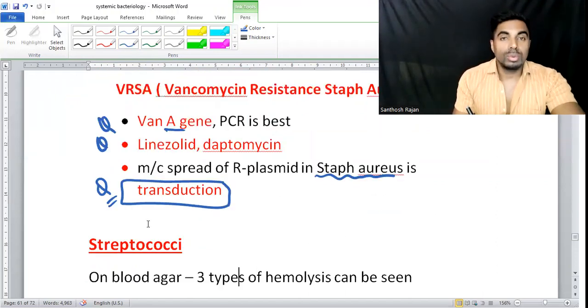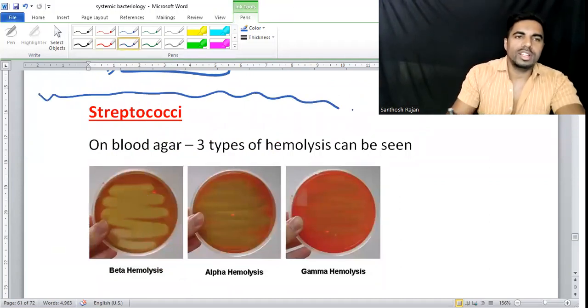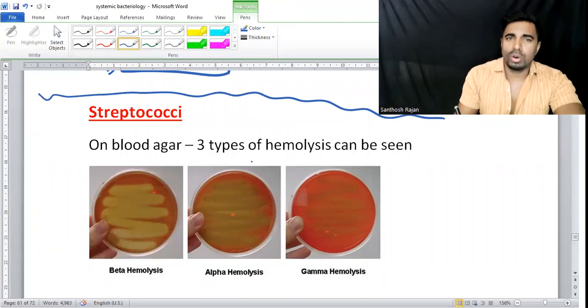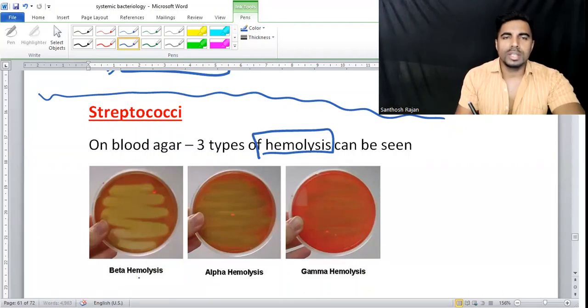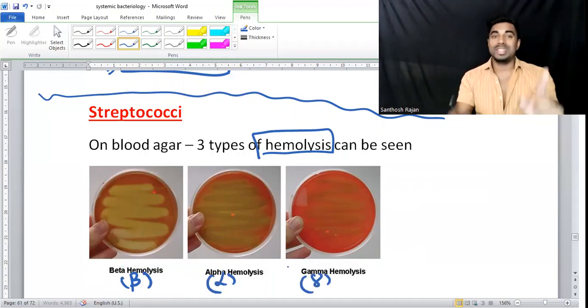Okay, right. So we are done with Staphylococcus. Now we're going to Streptococcus. Streptococcus, again, very easy. When you talk about Streptococcus, the first thing is you're going to classify it based on the hemolysis. Based on the hemolysis, we're going to divide into three types. We are going to start with beta, first beta, then alpha, then gamma. Why? Not alpha, beta, gamma. We are going to start with beta because beta means complete hemolysis.